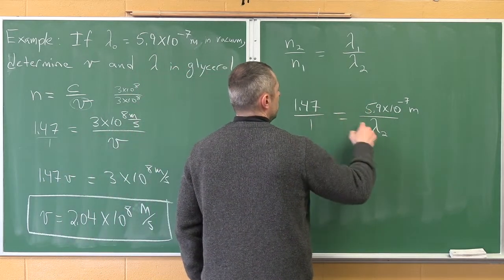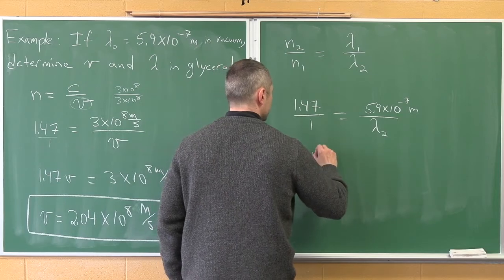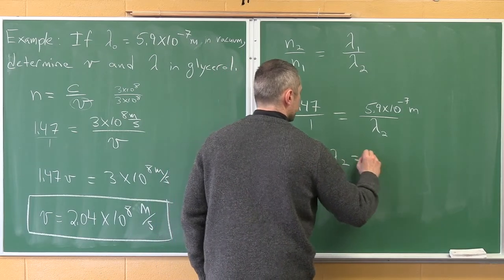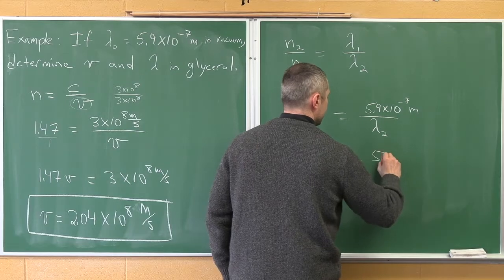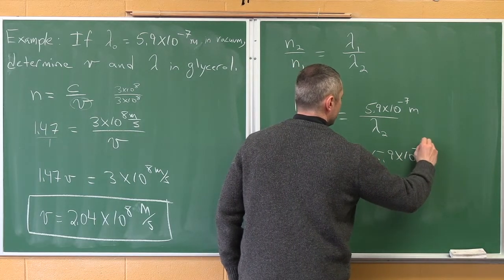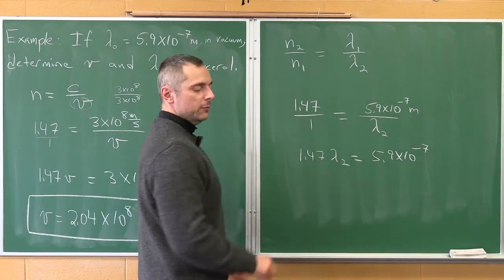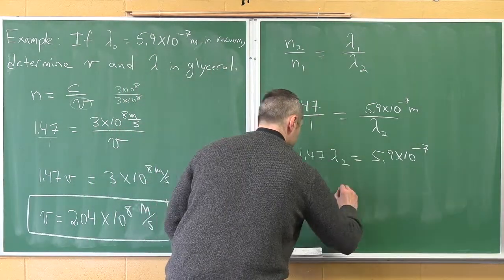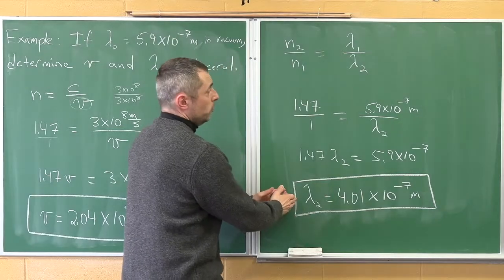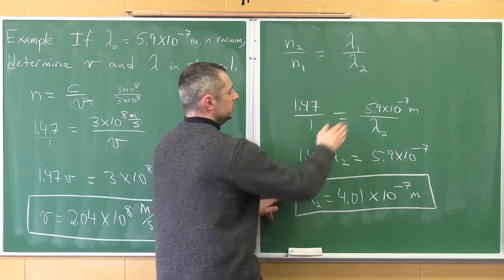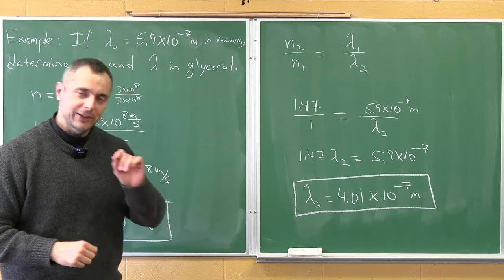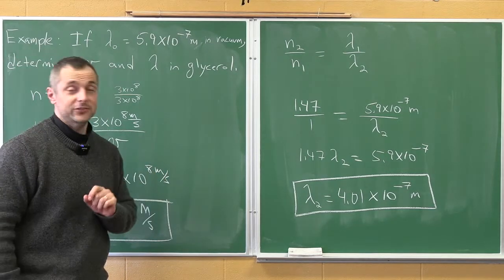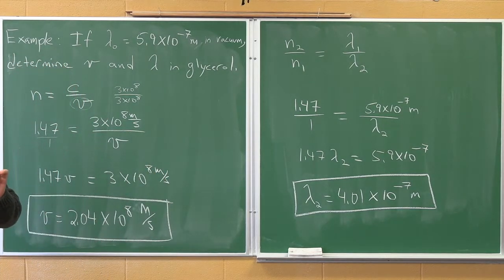Cross multiply, 1.47 times lambda 2 equals 1 times 5.9 times 10 to the minus 7th. Divide both sides by 1.47, and you get about 4.01 times 10 to the minus 7th. So the wavelength shortened, right? As I mentioned, the speed gets smaller, the wavelength gets smaller, the frequency stays the same. Okay, so that's what you have to remember. All right, so let me create a pause so you could copy these notes down.